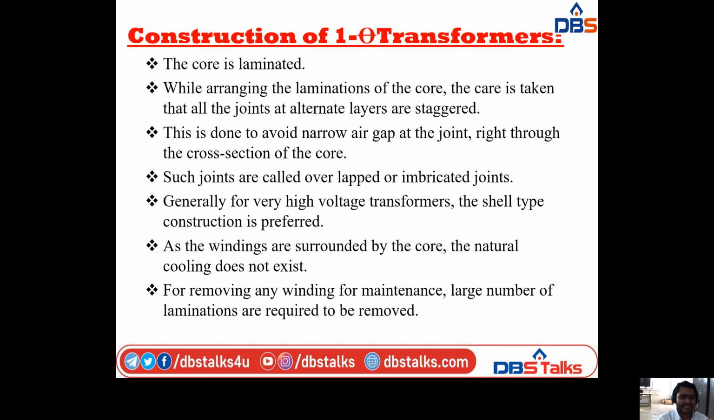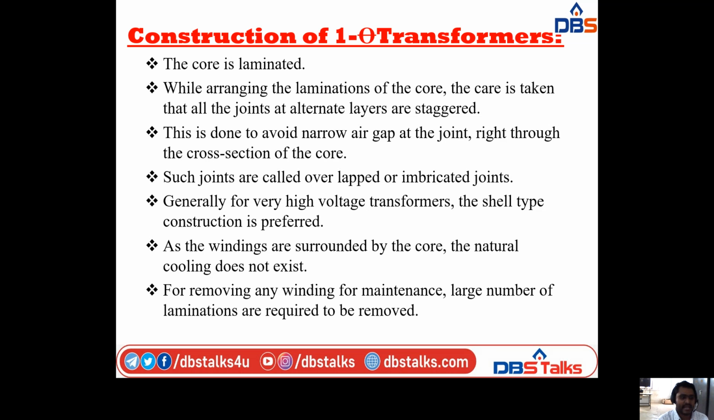So by arranging the laminations of the core, care is taken that all the joints in alternate layers are staggered. This is done to avoid a narrow area at the joints and to give the right cross section of the core. Such joints are called overlapped or imbricated joints.